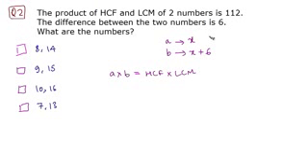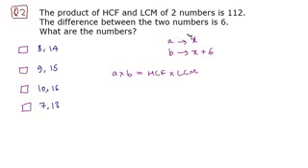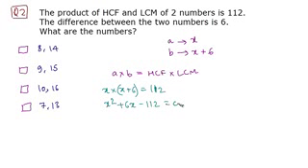We know that the product of two numbers is equal to the product of its LCM and HCF. Now putting the values of A, B, HCF and LCM, we get X into X plus 6 is equal to the product of HCF and LCM given, which is 112. So X square plus 6x, if we bring this 112 to the left hand side, we have minus 112 is equal to 0.